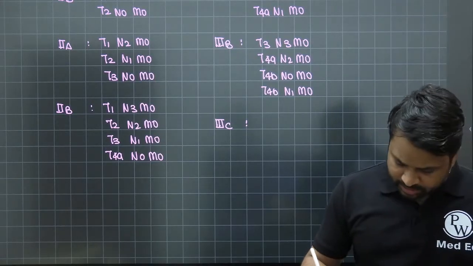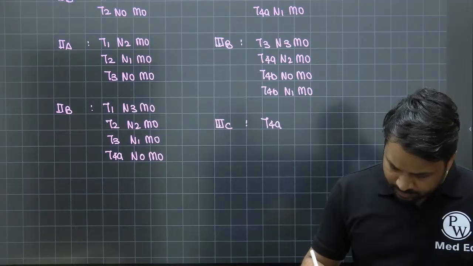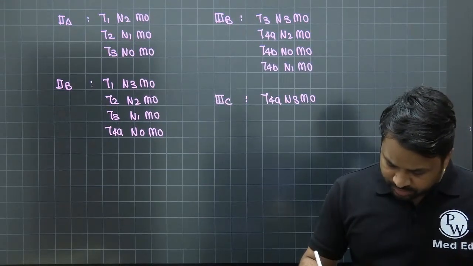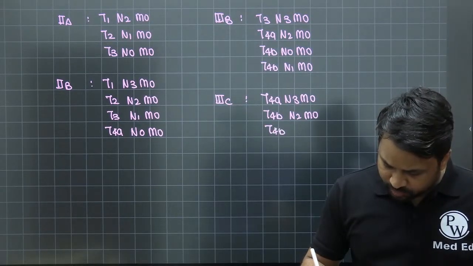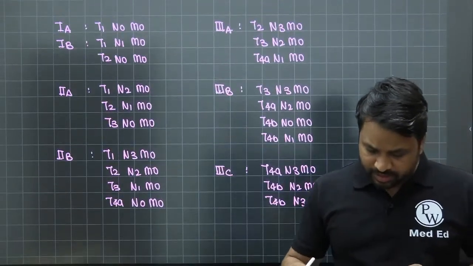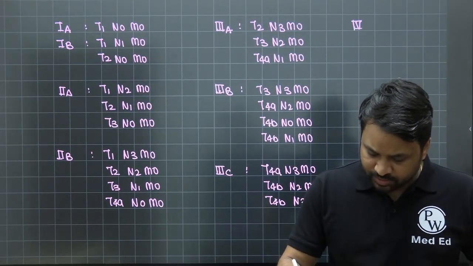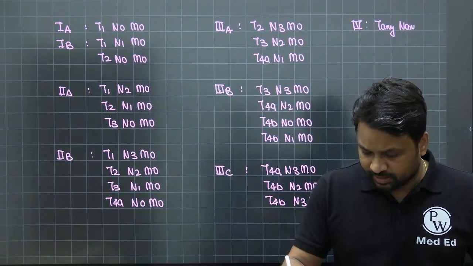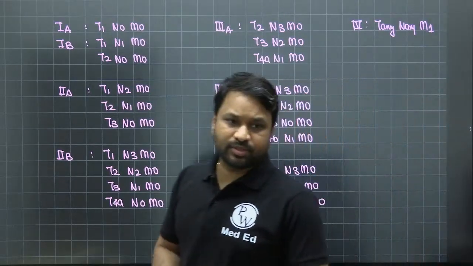Stage 3C is T4A N3 M0, T4B N2 M0, T4B N3 M0. The last one is going to be stage 4. Now, stage 4 is the easiest to remember. It is any T, any N, if M is present.